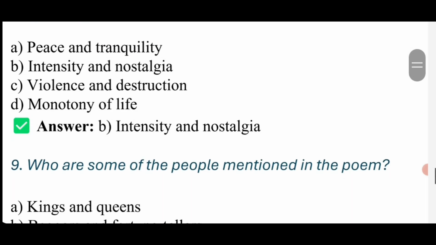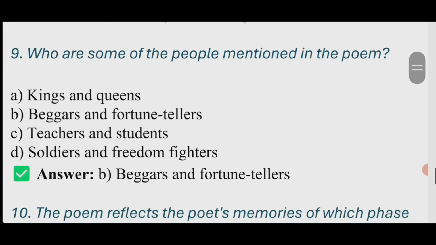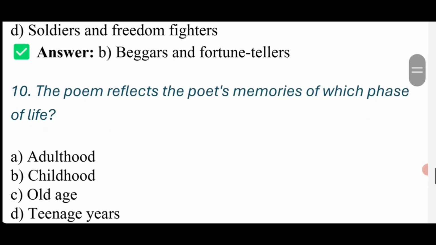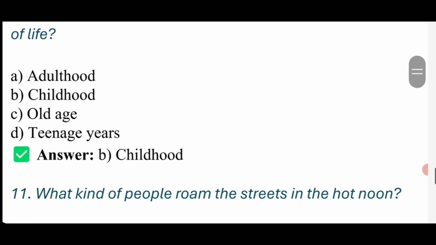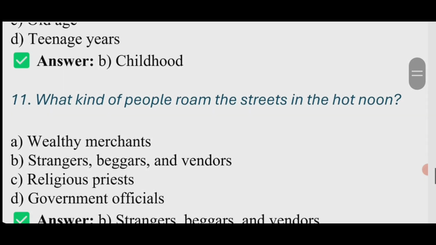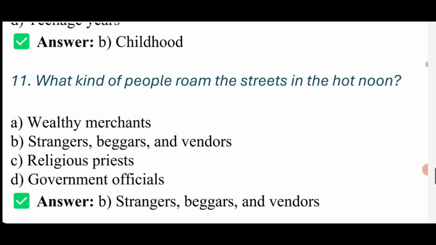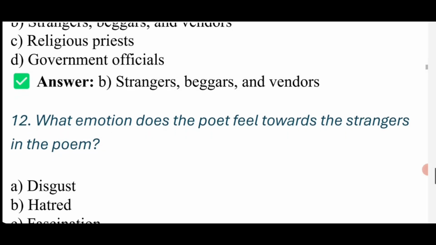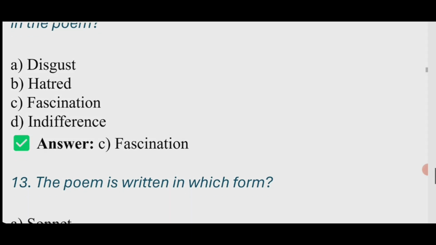Who are some of the people mentioned in the poem? They are beggars and fortune tellers. The poem reflects the poet's memories of which phase of life? It's childhood. What kind of people roam the streets in the hot noon? Strangers, beggars, and vendors. What emotion does the poet feel toward the strangers in the poem? It's fascination. The poem is written in which form?